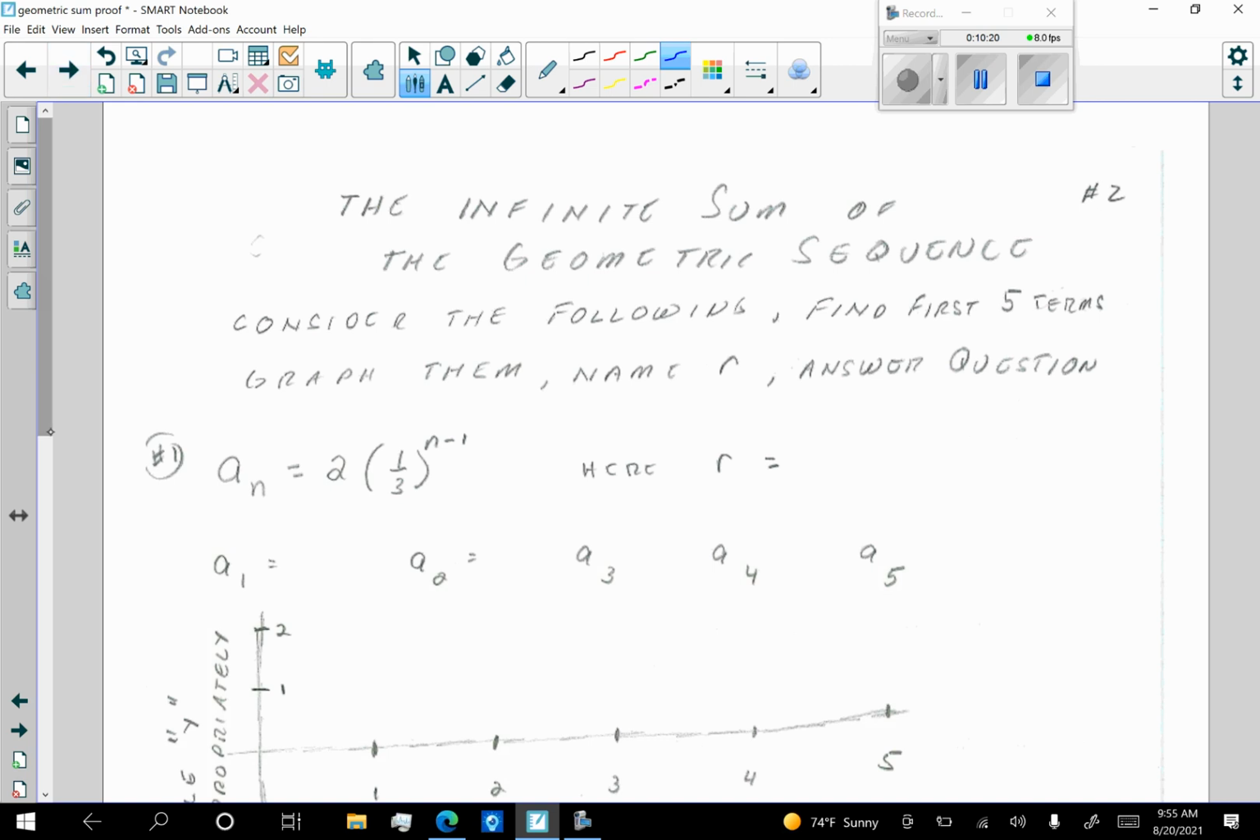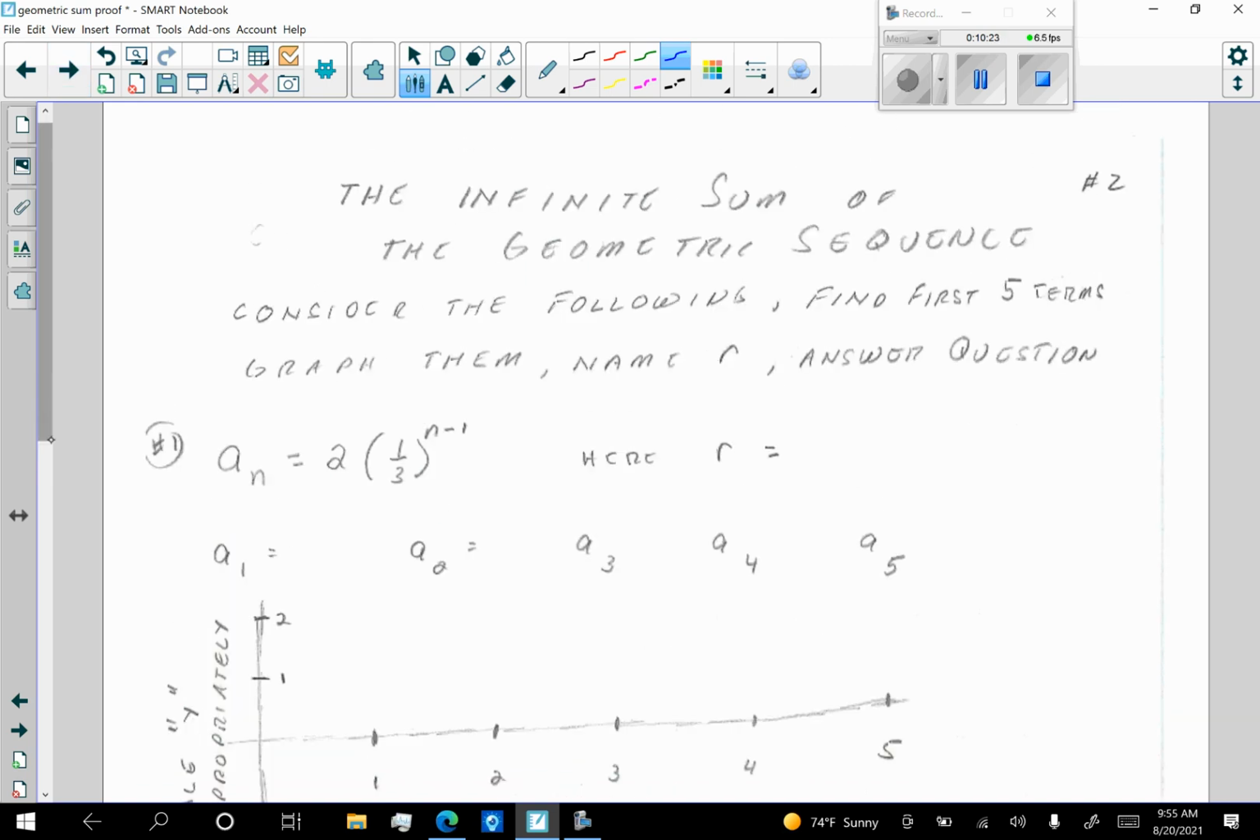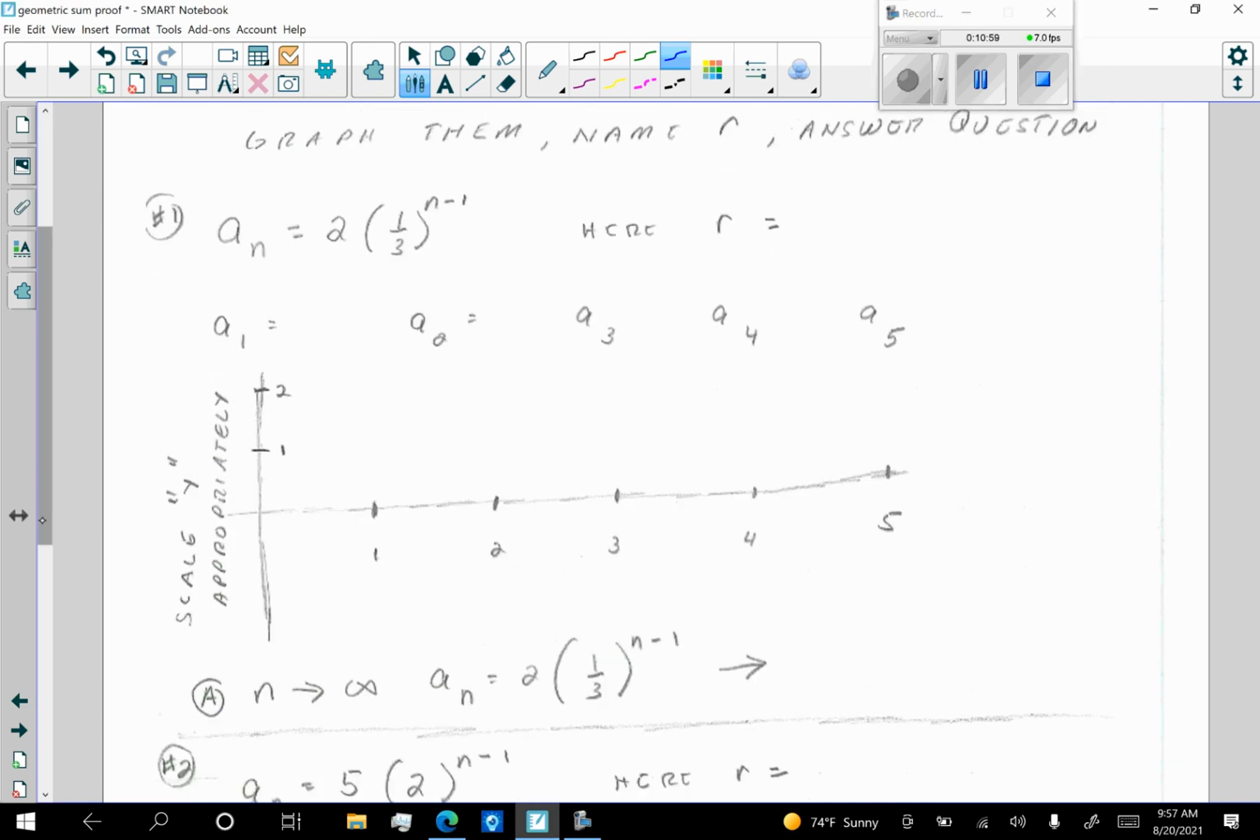I'll have a little activity here just to help you with what's going on. I'm going to pause the video. Here's what I would like for you to do. We're going to look at 4 geometric sequences, and we're going to name R. We're going to find the first 5 terms. We're going to graph those terms. We're going to name R, and then we're going to answer the question that follows. So what I would like for you to do is put this geometric sequence in your calculator and find the 5 terms. The first term, the second term, the third term, the fourth term, the fifth term, and find R.